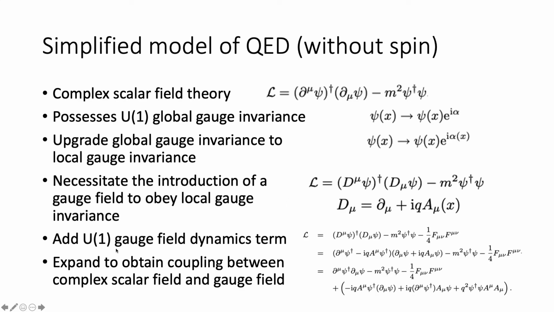So after this are the complex scalar terms. Then we add on the gauge field dynamics so that the gauge fields can have a life of their own, and we obtain the coupling. So we obtain the scalar fields, we obtain the gauge fields, which is electromagnetism, you see here, and then we obtain the coupling between them. And this is our complex scalar field theory with local U(1) gauge invariance.